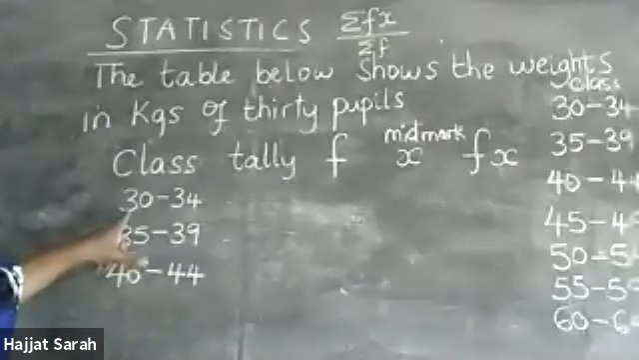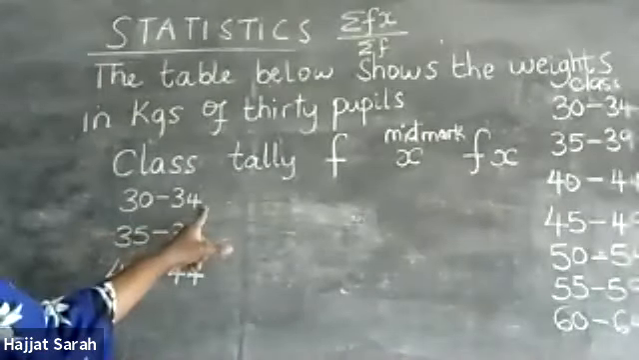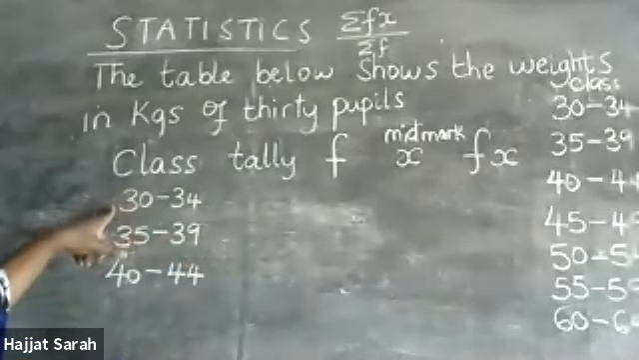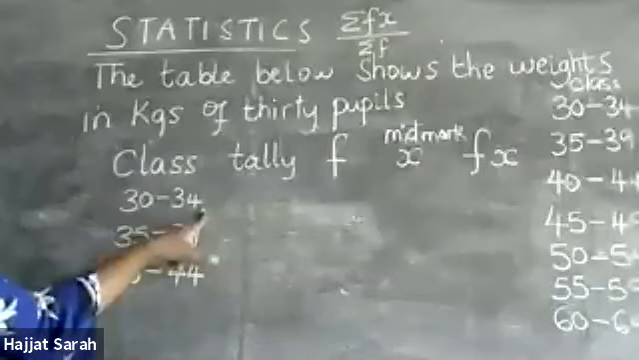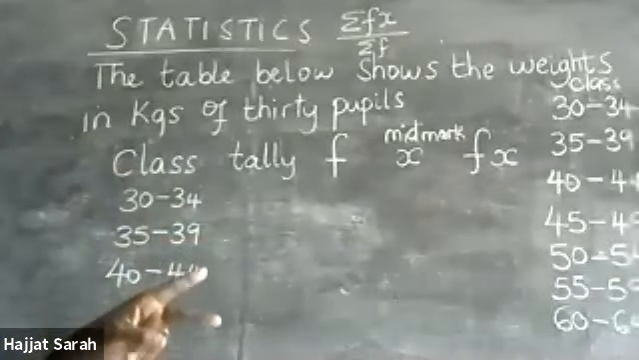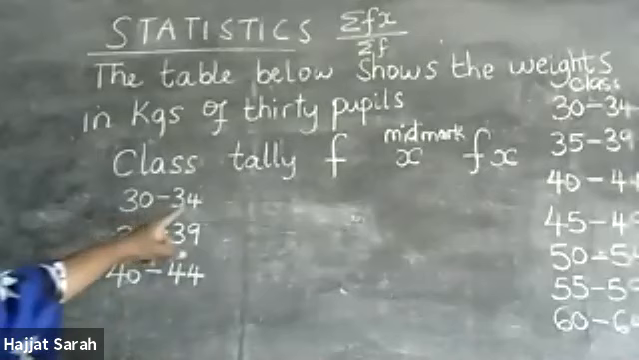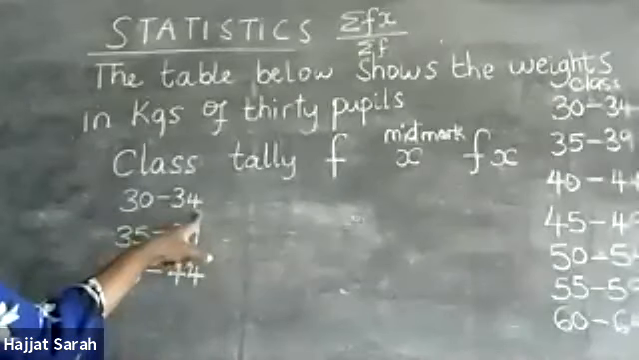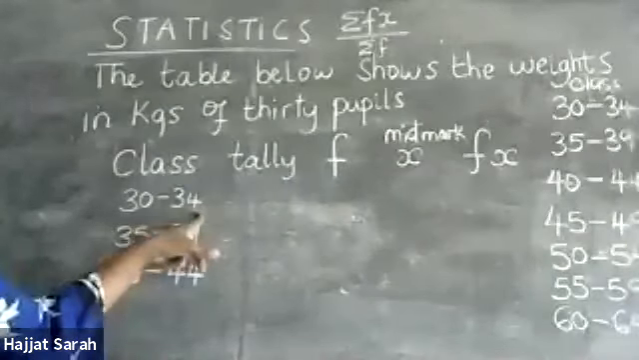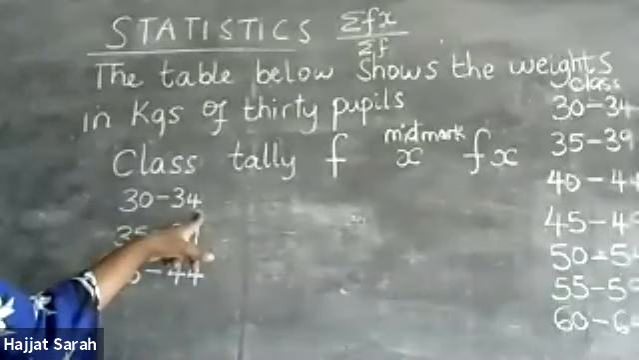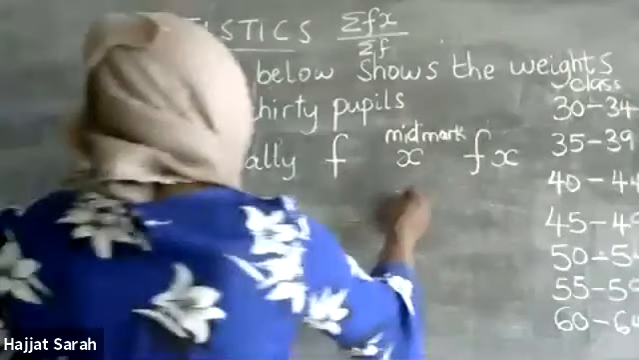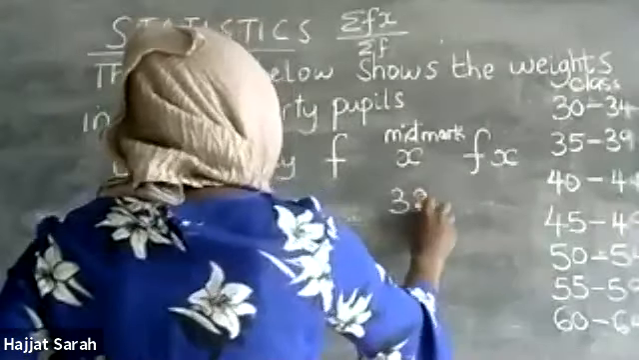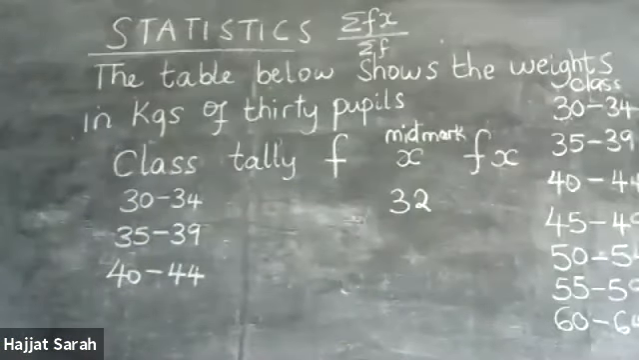So if I'm moving from 30 to 34, what is the middle number between 30 and 34? You're going to add 30 to 34 and then divide by 2. So when you add 30 to 34, what do you get? 64. Then you divide by 2. 32. Very good. So your value of X for the first class is going to be 32.